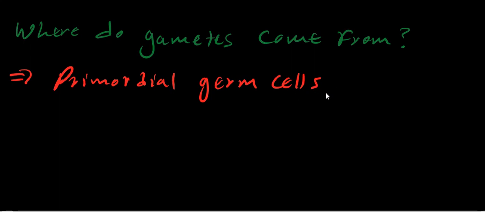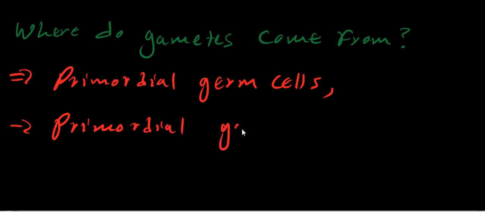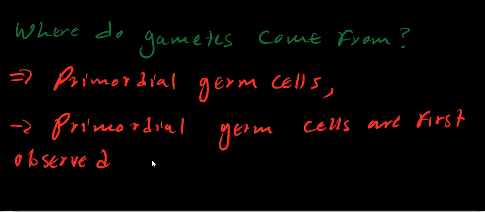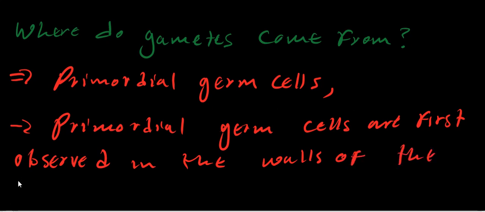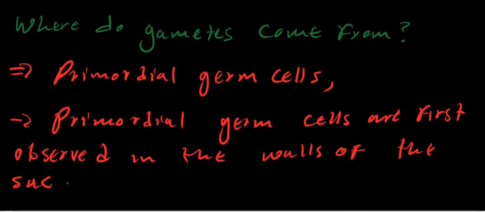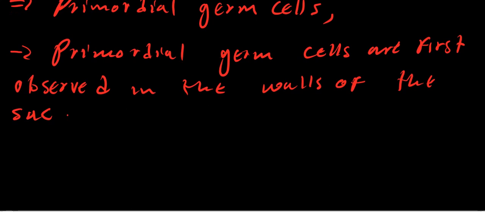These primordial germ cells are first observed in the walls of the yolk sac. That's a very important point. Primordial germ cells are first observed in the walls of the yolk sac. Ladies and gentlemen, whatever I write is important. Primordial germ cells are observed in the walls of the what? The yolk sac.